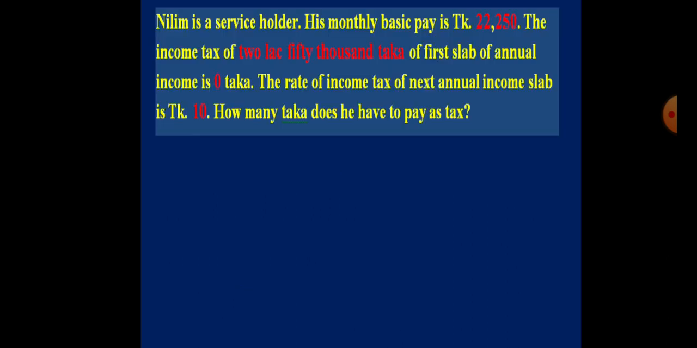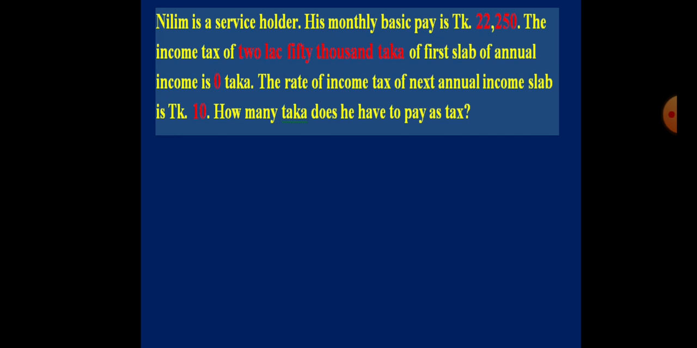Well, in this slide I have introduced a big problem, but I promise you the solution would not be big. The problem looks big, but actually it is not big. Well, Mr. Nelim is a service holder. His monthly basic pay is 22,250. Okay. The income tax of 2,50,000 taka of the first slab of annual income is taka 0.